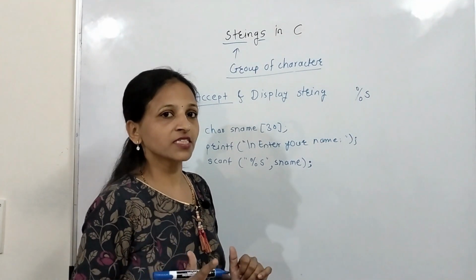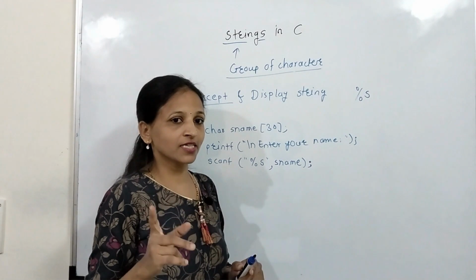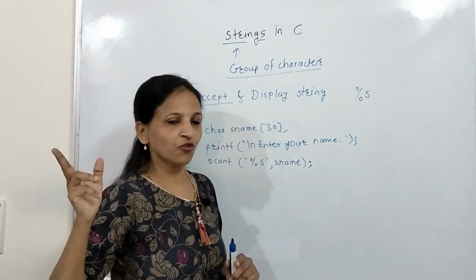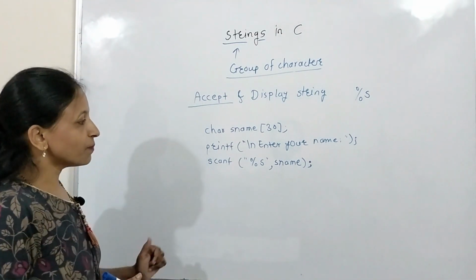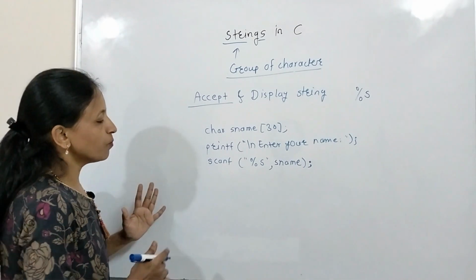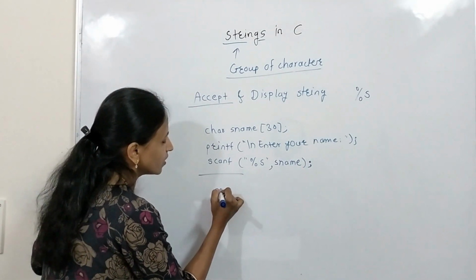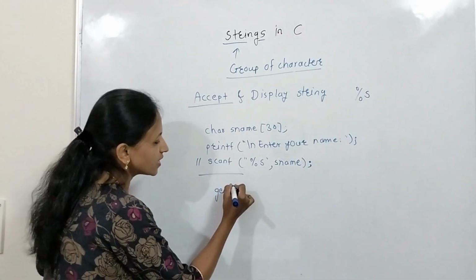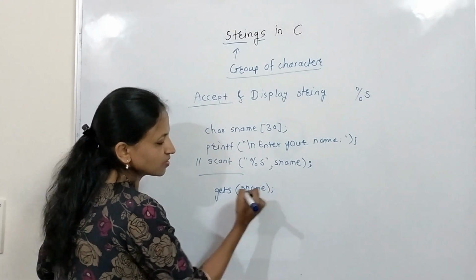Now one more way is there, that is the gets function. We have already covered that gets function in formatted IO functions and unformatted IO functions, whatever we have learned. Now see, to accept a string with the help of gets function, what is the syntax? See, gets we have to write, means instead of scanf we can use gets, and here only you have to put that variable name. This is very easy.